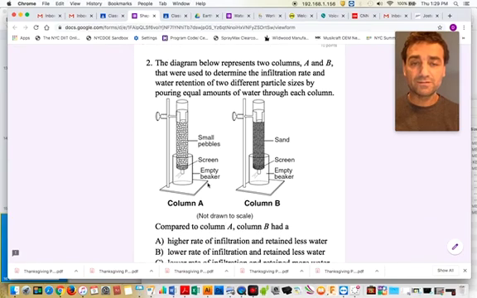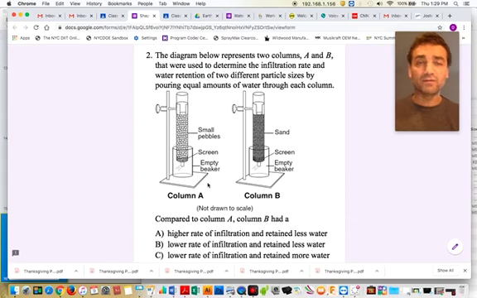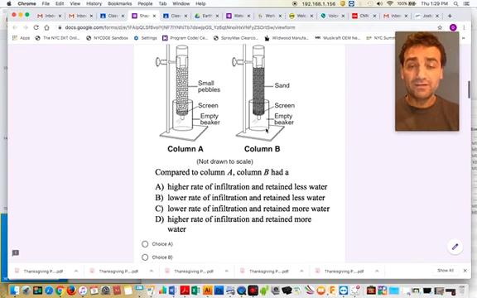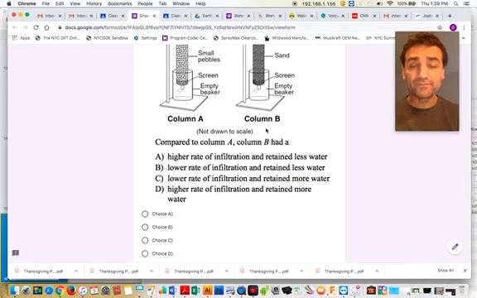So it says here the diagram below represents 2 columns, A and B, that we use to determine the infiltration rate and water retention of 2 different particle sizes by pouring equal amounts of water through each item. Okay. So we have here A, small pebbles and a screen. Here we have sand, and we know that sand is smaller than pebbles, right? Okay. So let's look at the question.